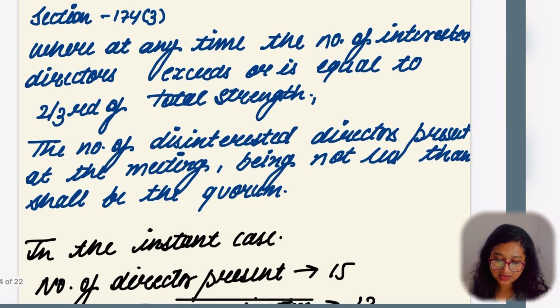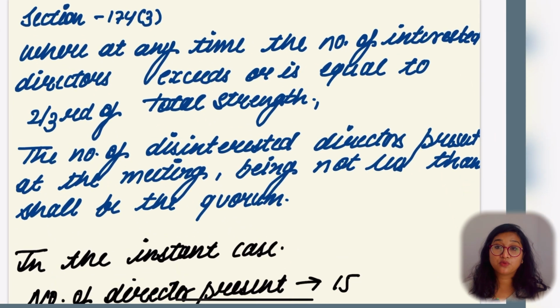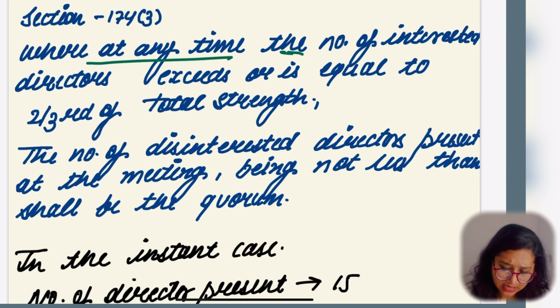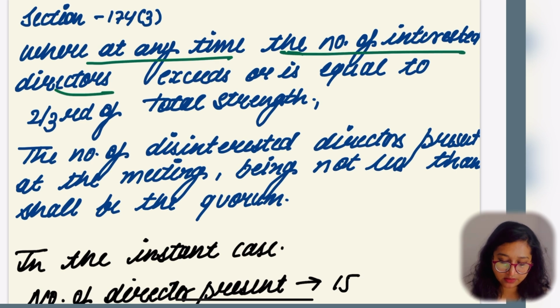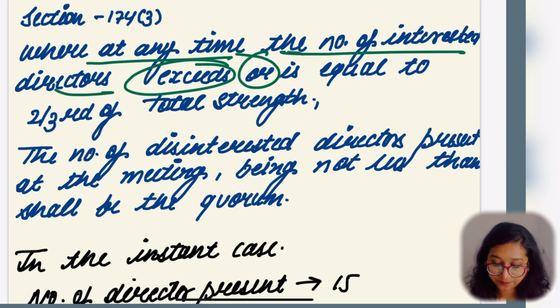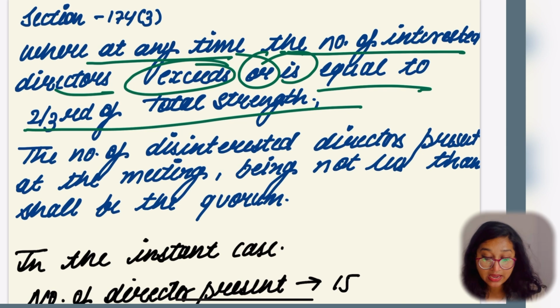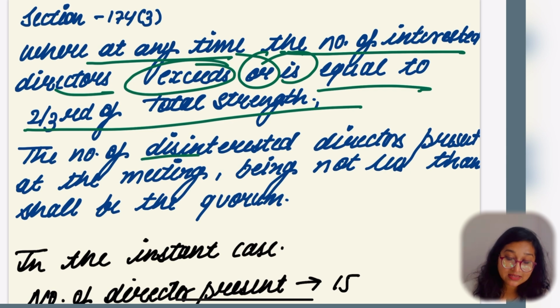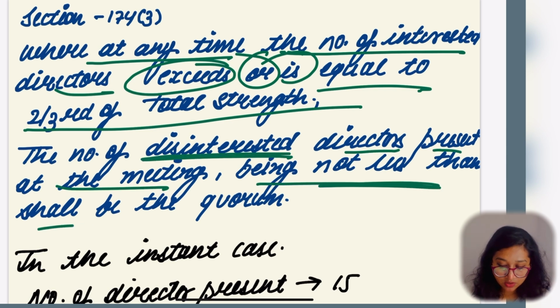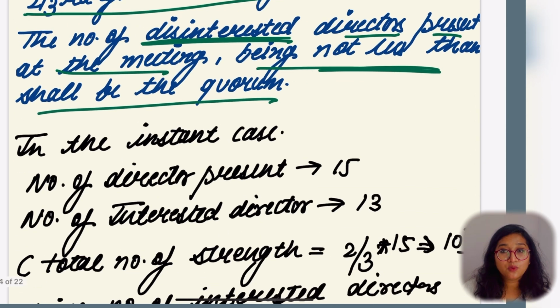Is this part clear? Yes. So we have to identify what is going to be the quorum here. Under section 174 subsection 3, where at any time the number of interested directors exceeds or is equal to 2/3 of total strength, in that case, the number of disinterested directors present at the meeting, being not less than [the prescribed number], shall be the quorum.